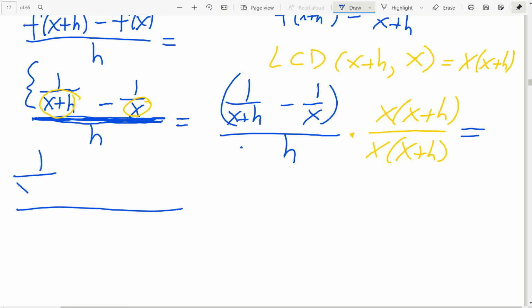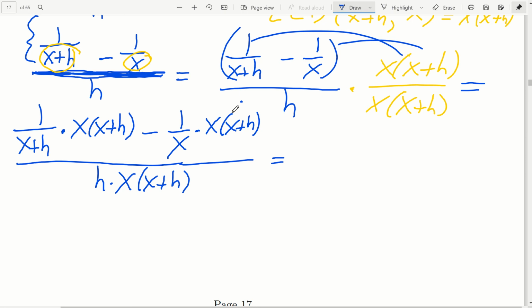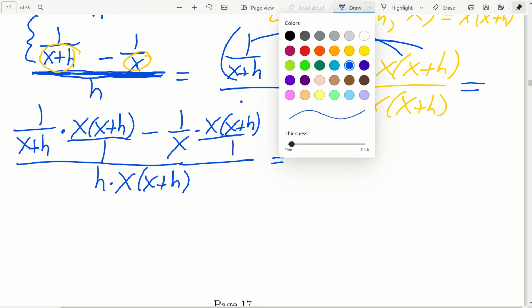In the numerator, we're going to distribute it. We have 1 over x plus h times x times x plus h, minus 1 over x times x times x plus h, and in the denominator we have h times x times x plus h. If it helps, especially within the numerator, you could think of the x and x plus h over 1, because we're going to multiply it with a fraction.